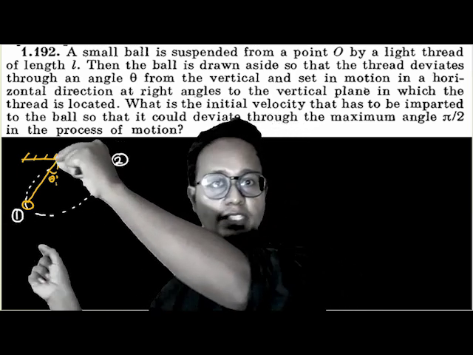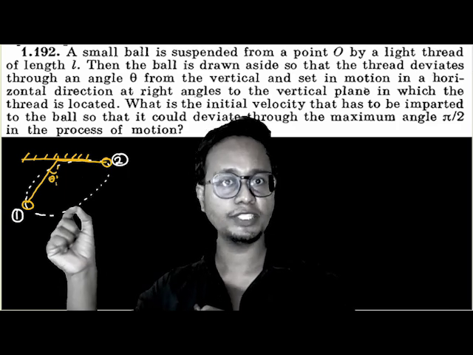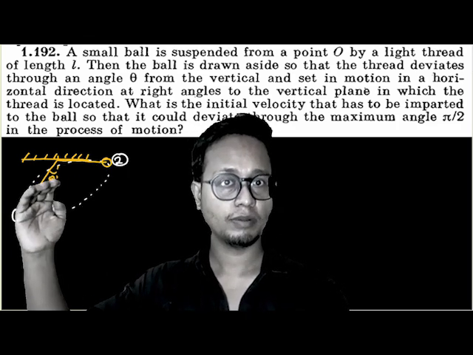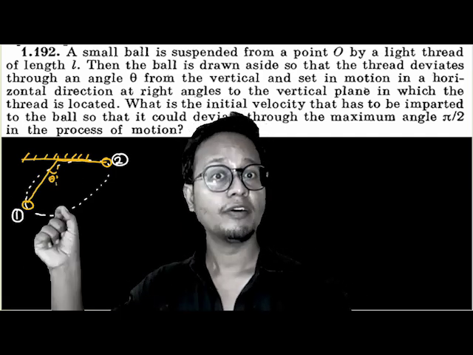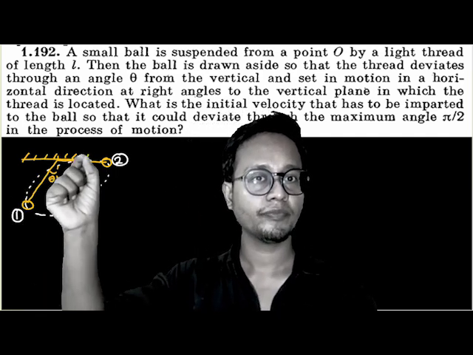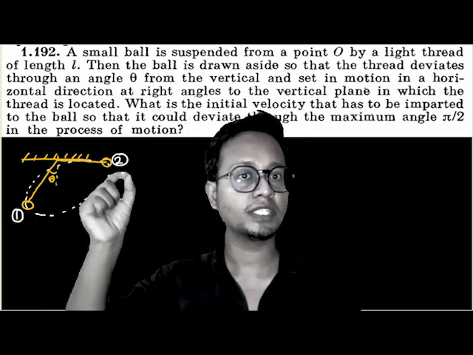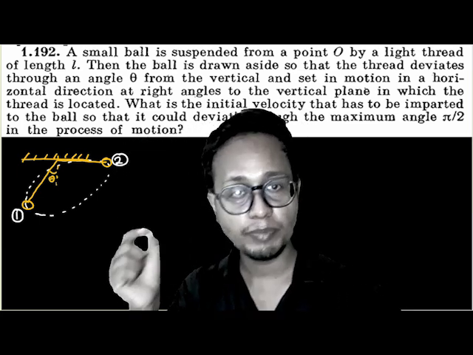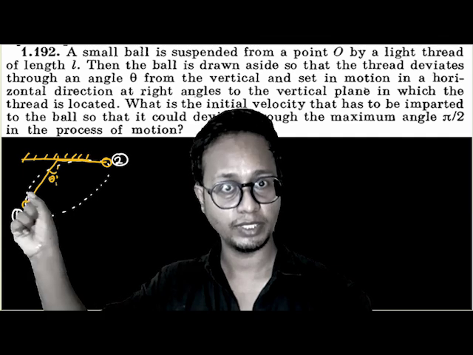See, the length of the string is fixed, and at every point in the path of the circle, the string is always tight. That means no component of velocity is along the string, either compressing it or elongating it, isn't it? That means velocity is always perpendicular to the string. The direction of movement is always perpendicular to the string, and tension force is always along the string. So the angle between displacement and tension will always be 90 degrees, so work done by tension force is always zero in this case.